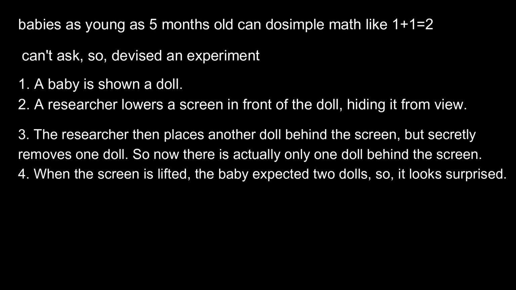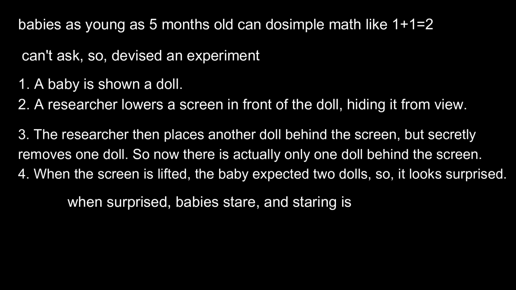How could the researchers tell that the baby's surprised? Well, they recorded the baby's eye movements on camera. And we know that when a baby is surprised by something, a loud noise or an unexpected flash of light maybe, it stares at where the noise or light is coming from. And that's what the babies in the experiment did. They stared, because a baby knows that if you add 1 doll and 1 doll, you should have 2 dolls. So when it sees 1 doll, then it stares because it's surprised.